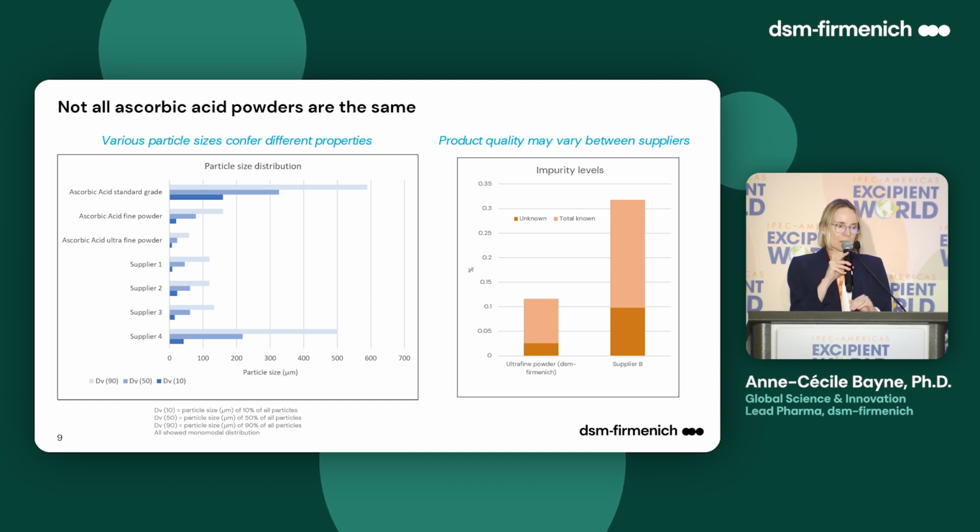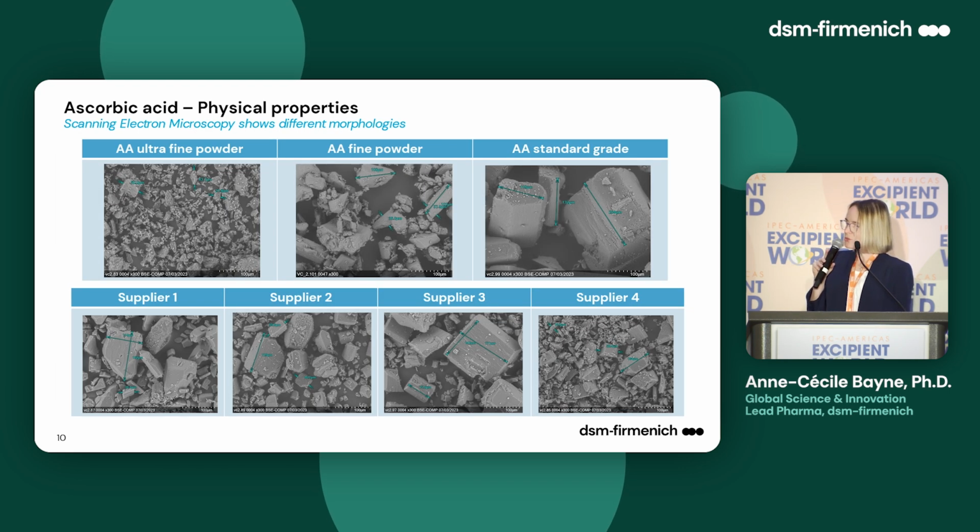And on the right side, we also looked at the impurity levels. So all those different vendors and those different sources of ascorbic acid, while they are very good, they do have a variability in impurity level. And so you see here one that was from dsm-firmenich and in comparison with another supplier. But what we see generally, depending on the vendor, again, you will have some differences there. And those are things that are important for you to know when you want to make sure you have a reliable and reproducible source of excipient.